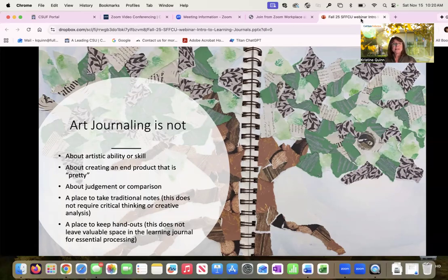So if we go back to the idea that it's not about ability or skill, one of the four processes that we talked about in the very beginning was the idea of practice. As they are working through their journals, they will learn skill. They will practice techniques. They will increase their artistic ability, but it all takes practice.